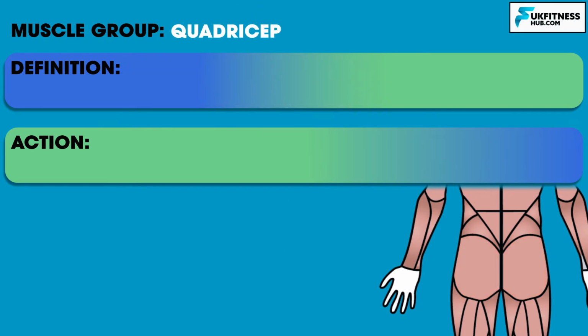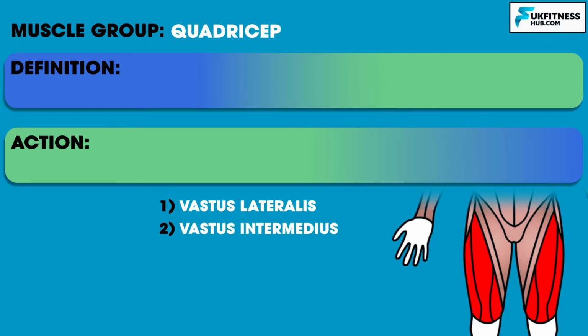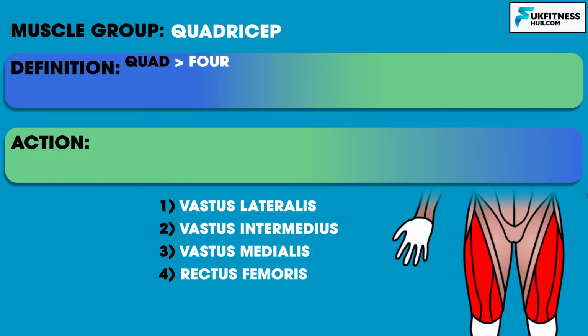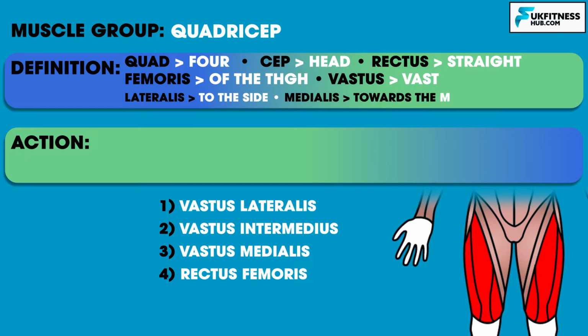The quadricep is located here at the front of the leg. There are four muscles that make up the quadriceps, and these include the vastus lateralis, vastus intermedius, vastus medialis, and rectus femoris. In Latin, quad means four, sep means head, rectus means straight, femoris means of the thigh, and vastus means vast. The locations can also be translated, lateralis meaning towards the side, and medialis meaning towards the midline.